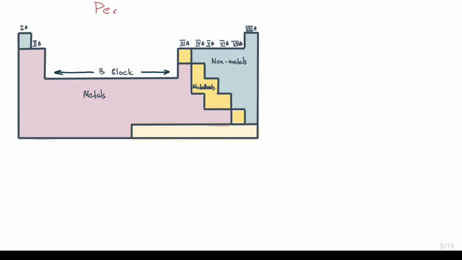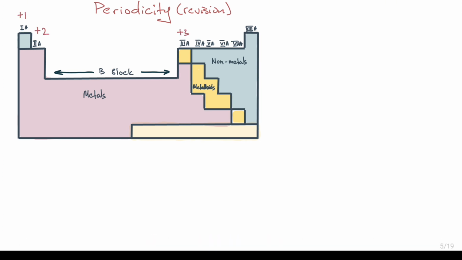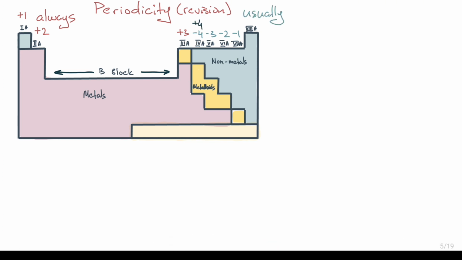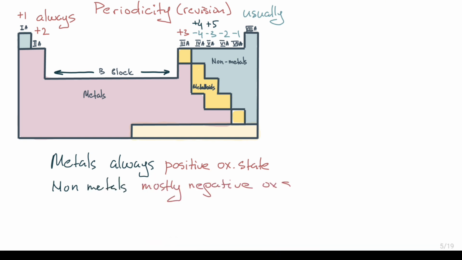So from the unit on periodicity you should remember that the first group will always be +1, the second group +2, the third +3. Non-metals have different oxidation states, but you will expect -4, -3, -2, and -1 respectively. However, the fourth group can be +4 and the fifth +5. So let's just write that metals will always be positive, never negative, while non-metals can represent both positive and negative oxidation states.